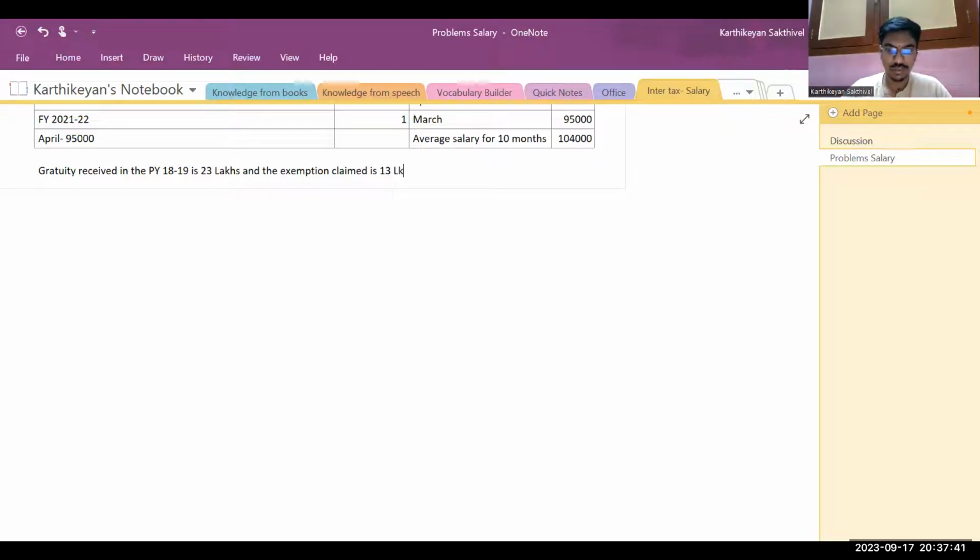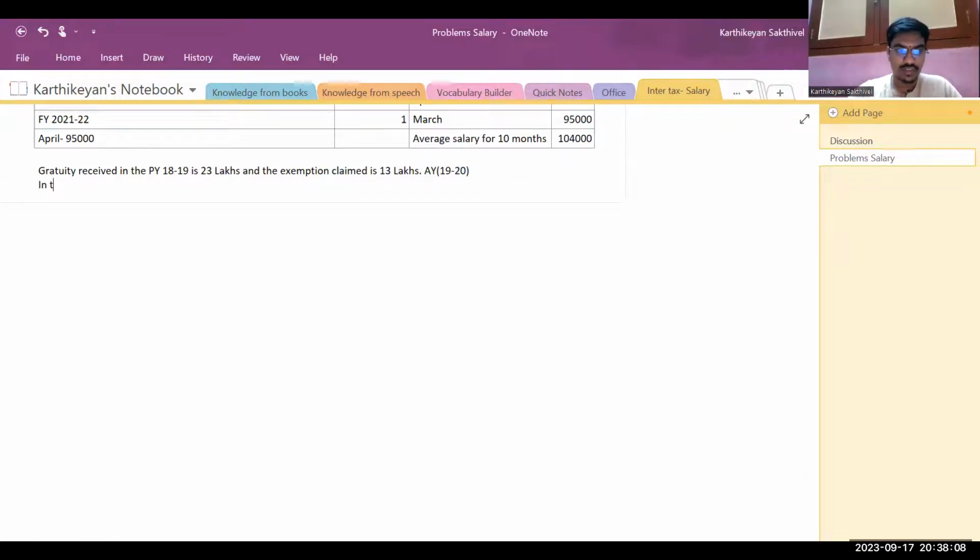So these are just assumed numbers. Okay, so what happens is you are in an employment. In the previous year, in 18-19, you terminate yourself from the employment and you receive a gratuity payment of 23 lakhs. Of the 23 lakhs, 13 lakhs is exempt from tax in that year, which is in assessment year 19-20.